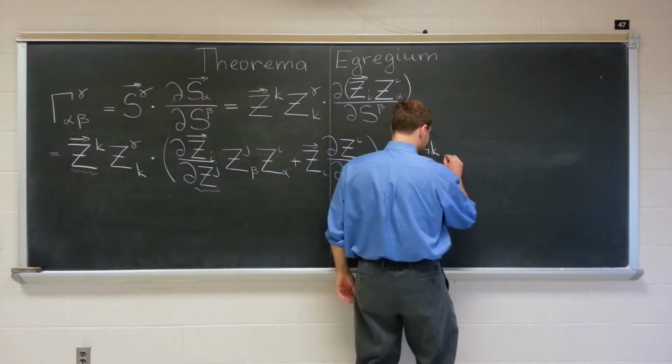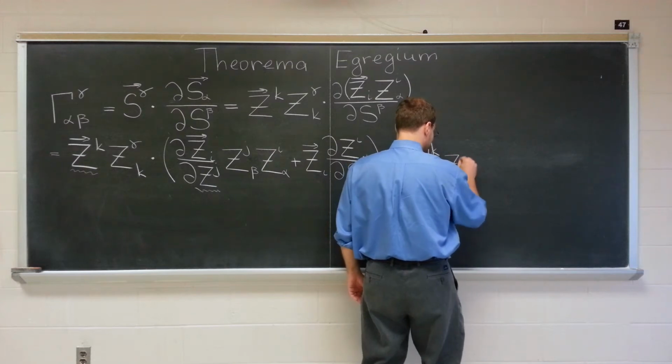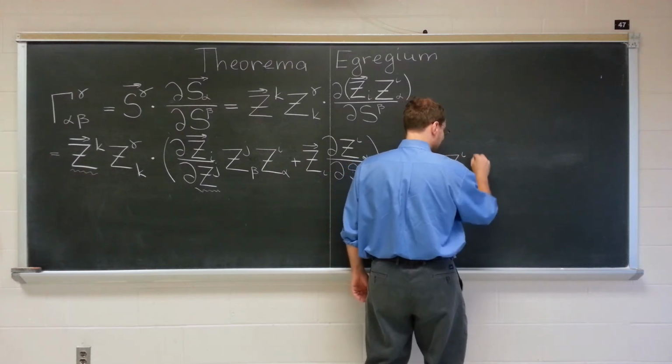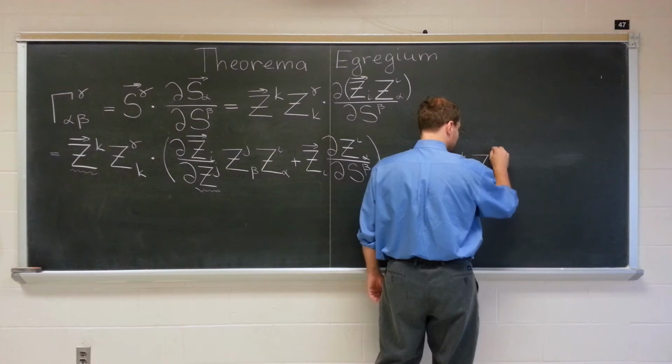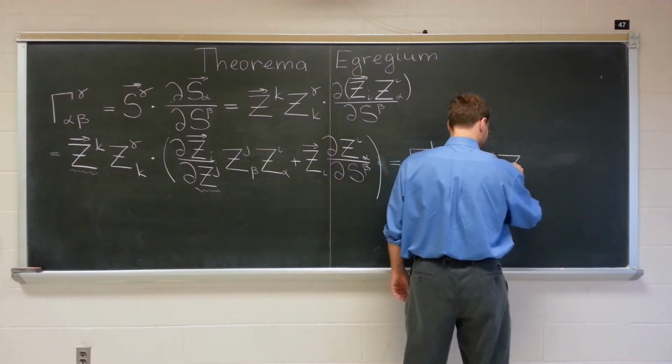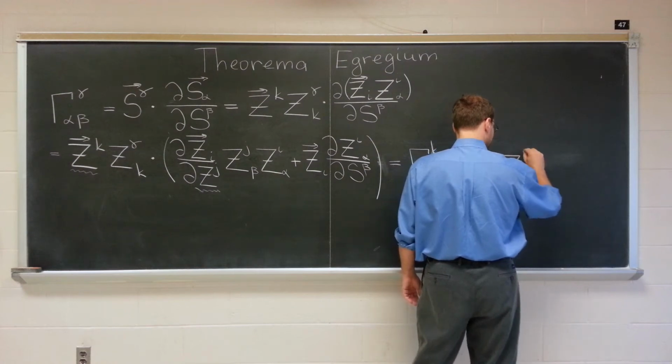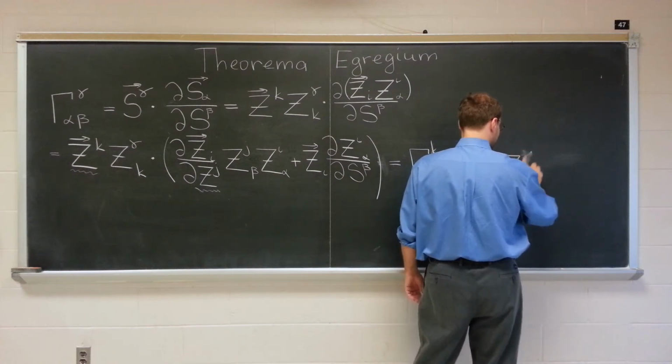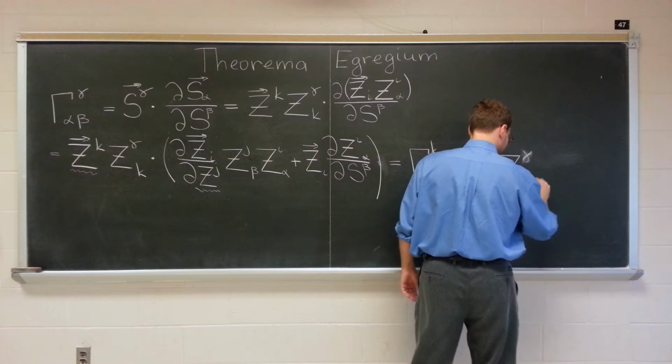So let's write it in attractive alphabetical order. Z^i_alpha, Z^j_beta, Z^k_gamma.